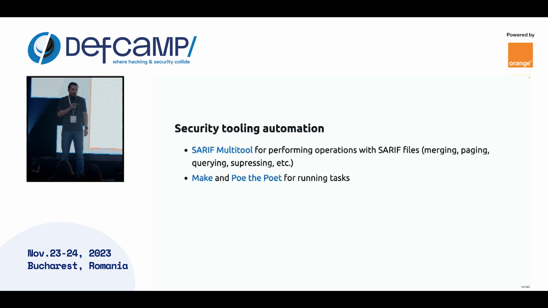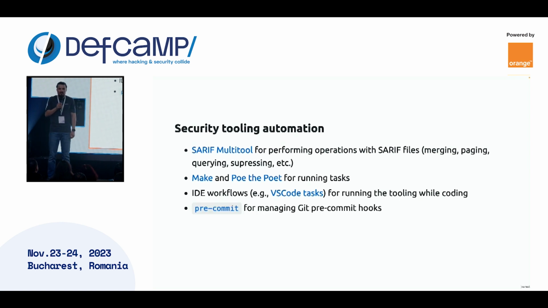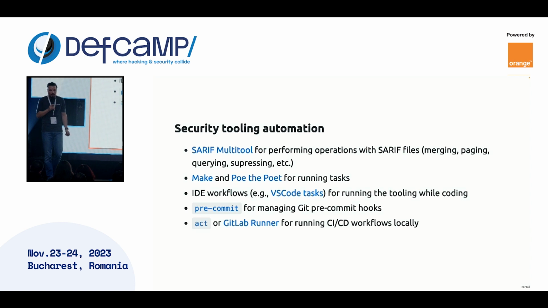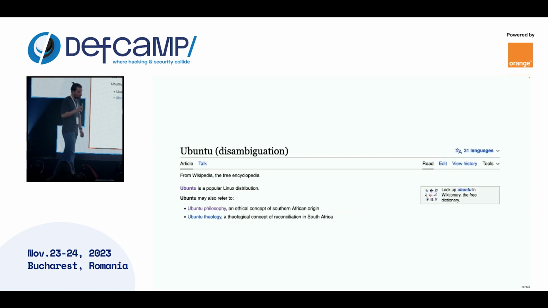We have Make and Poethepoet for running tasks, IDE workflows, namely running the tooling while coding, for example, Visual Studio Code tasks, pre-commits for running some commands before pushing some code into your repos, Act and GitLab runners for executing CI/CD workflows locally, and GitHub Actions or GitLab pipelines for running remote CI/CD workflows.